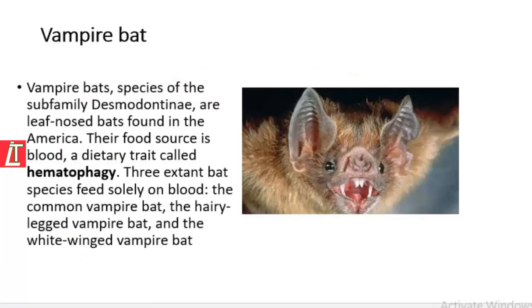Vampire bat. Vampire bats, species of the subfamily Desmodontinae, are leaf-nosed bats found in America. Their food source is blood, a dietary trait called hematophagy. Three extant bat species feed solely on blood: the common vampire bat, the hairy-legged vampire bat, and the white-winged vampire bat.